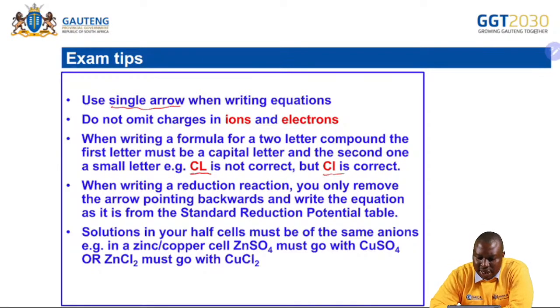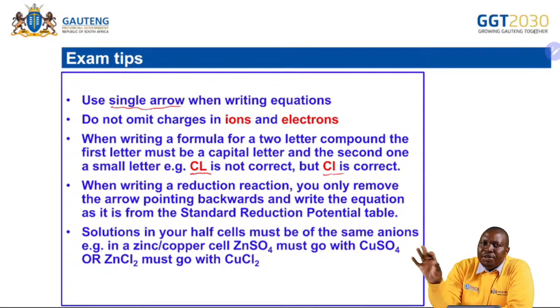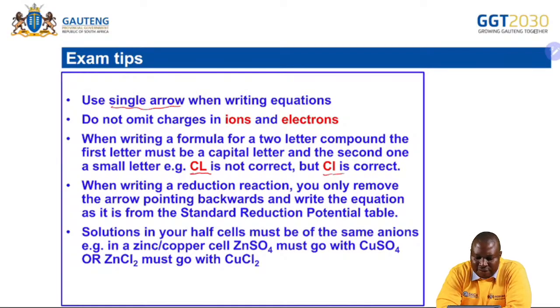When writing a reduction reaction, you only remove the arrow pointing backwards and write the equation as is, as I indicated. Because the table is a table of standard reduction potentials, you just copy the equation as is, then write your forward arrow when you write the reduction half reaction, and then you are able to get all your marks.